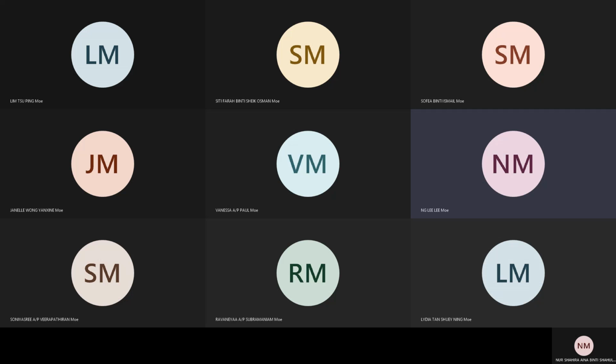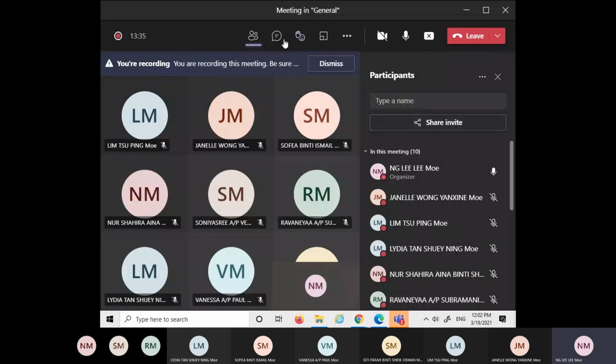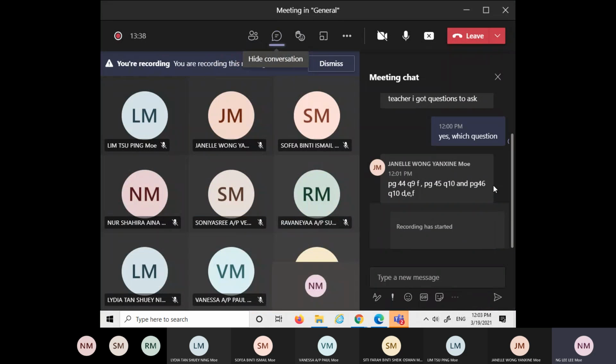Okay, and then I will share. Okay, Janelle can see my WhatsApp. Can see. Okay, page 44. 9F. 9F is page 45.